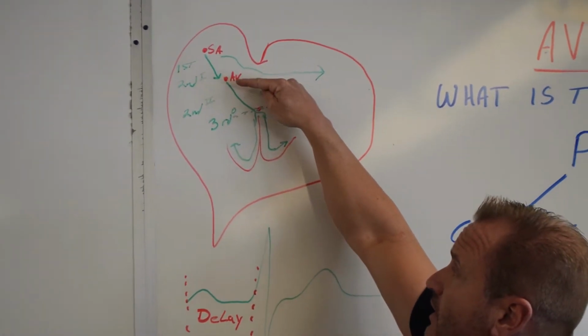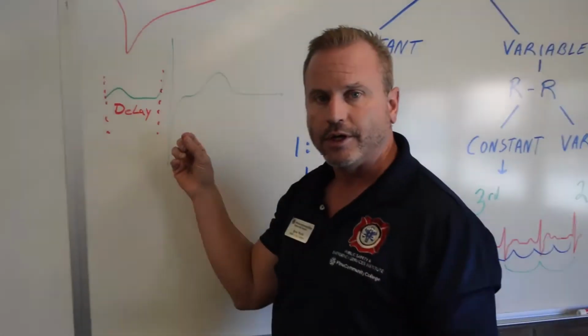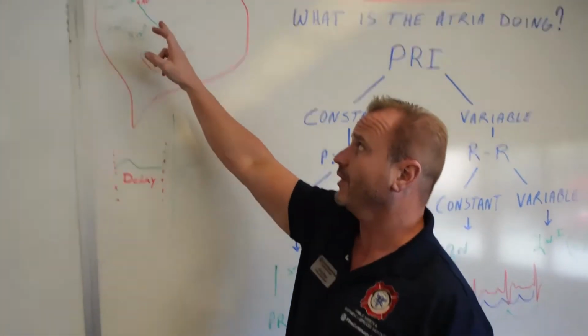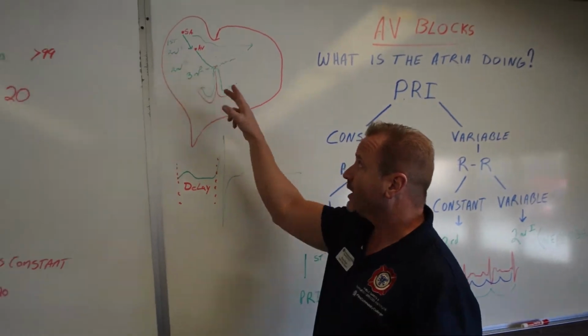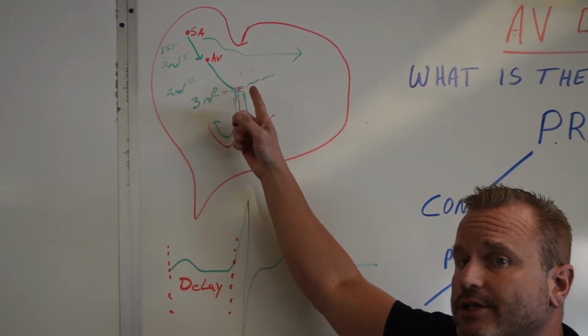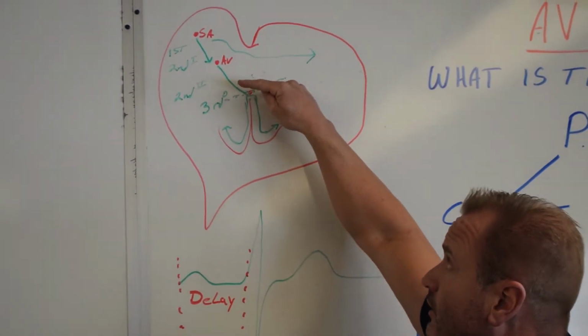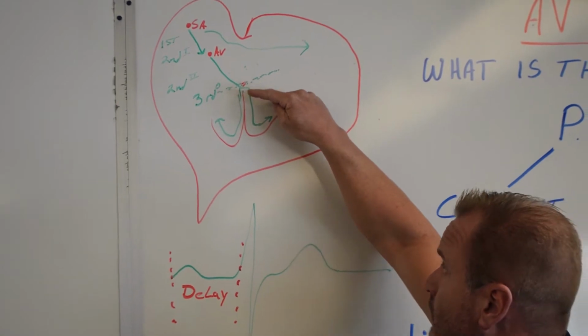So it's firing this beat down, but there is a disturbance. There is some kind of problem here, some kind of block. The AV node is either not conducting a beat or electrical impulse down to the ventricles, or it's just slowing it down. So instead of firing it a millisecond later, it may take 5 or 6 milliseconds to go.